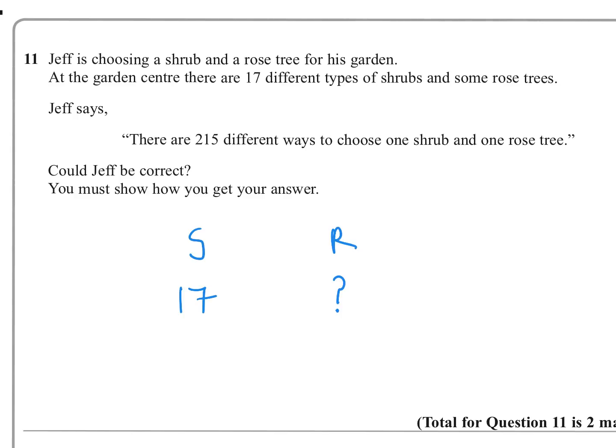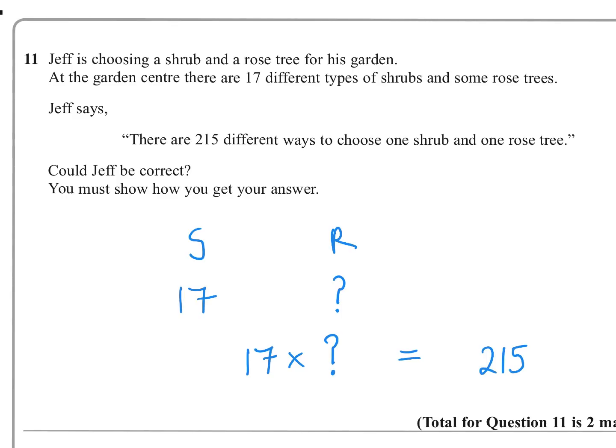Well, the ways of picking, say, one shrub to start with, well, as there's 17 of them, there'll be 17 ways of picking the shrub first, and then we'd have to see how many different ways for each of those 17 choices of shrub that you could pick a rose, and we have to try and get as close as we can to 215. So one way of looking at this is to say, well, we'd have to multiply these two numbers together to get the total number of combinations.